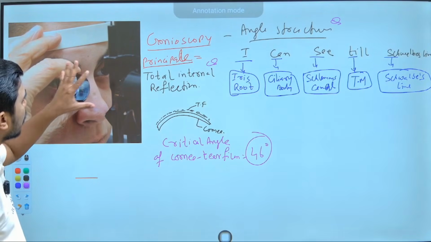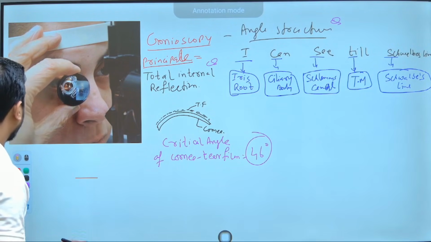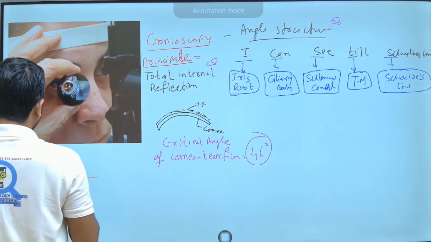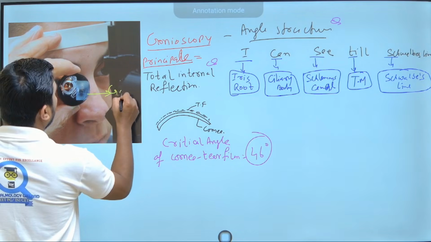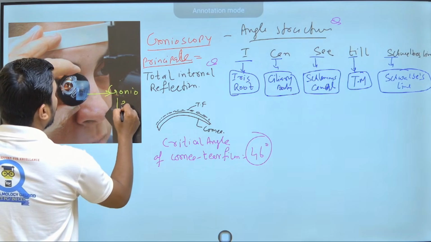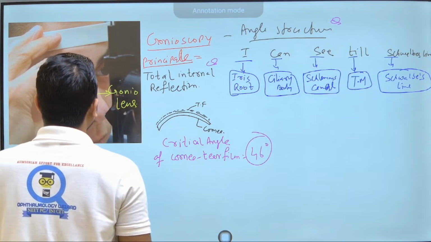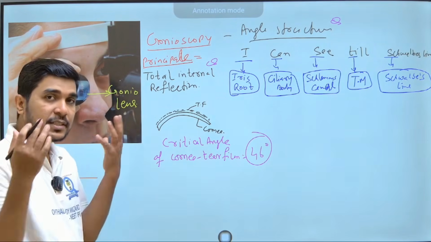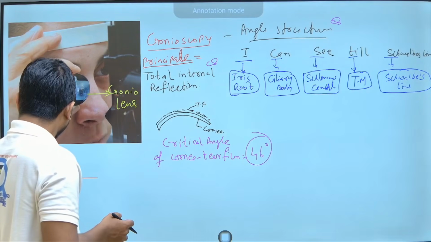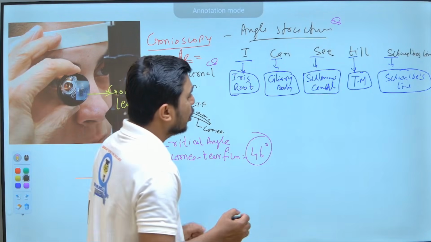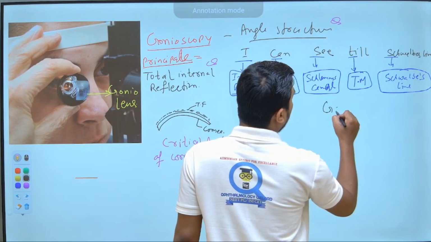Now this procedure is called gonioscopy. Then what is this lens called? This is nothing but a gonio lens. Now you have to understand what are the types of the gonio lens. How many types of gonio lenses are there? Let's read.